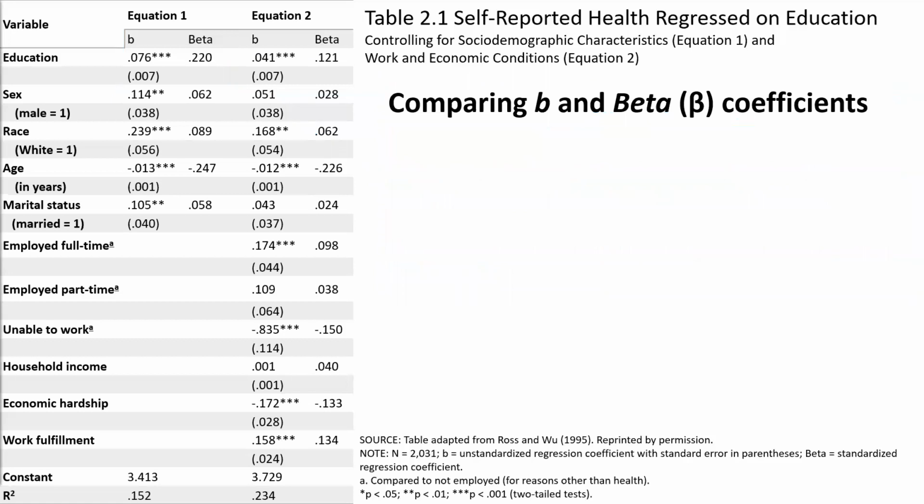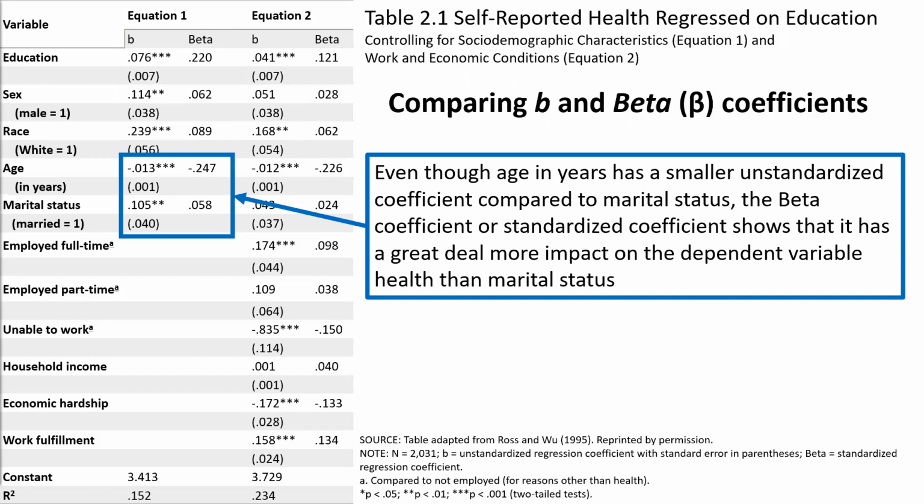Note the inclusion of both standardized and unstandardized coefficients. Recall that standardized coefficients allow for easy comparison across variables that have different size units. And these are standardized standard deviation units. They allow us to make comparisons between variables more easily. For example, age in years has a smaller unstandardized coefficient compared to marital status, so 0.013 compared to 0.105.